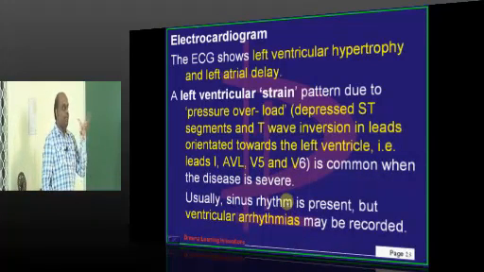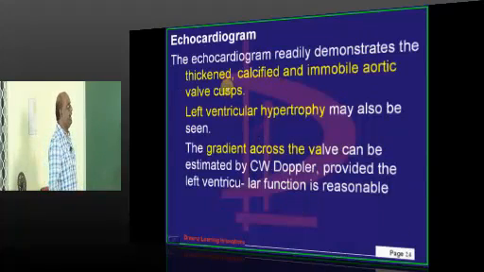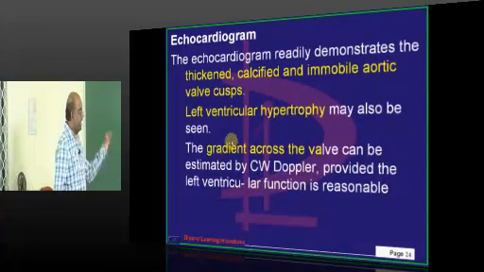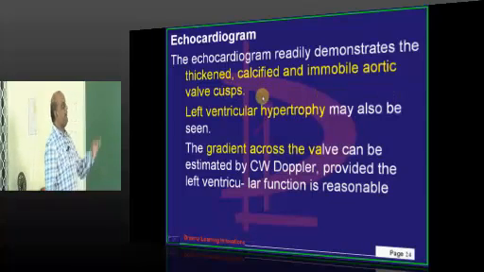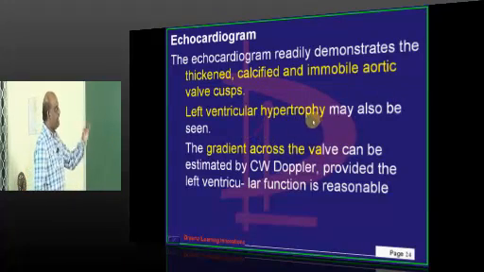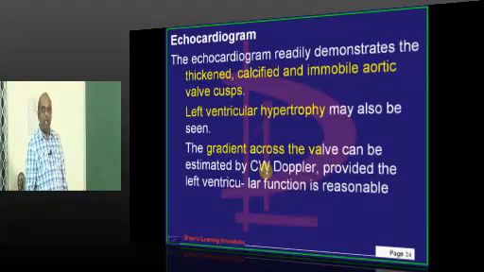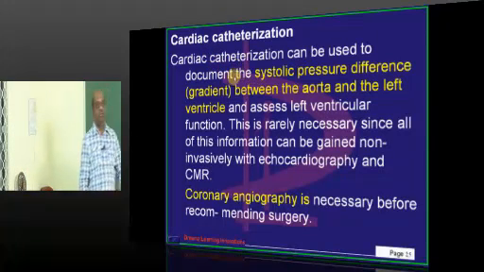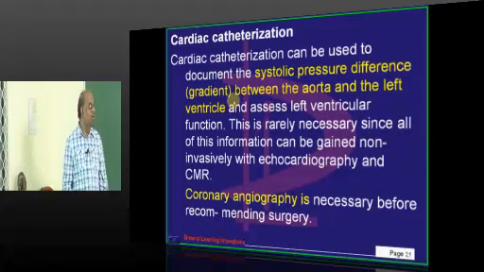And if the hypertrophy is significant, it can lead to ventricular arrhythmias. If you do the echo, there is a thickened, calcified, immobile valve cusp, left ventricular hypertrophy, etc. Now, if you do the cardiac catheterization, what will you discover?